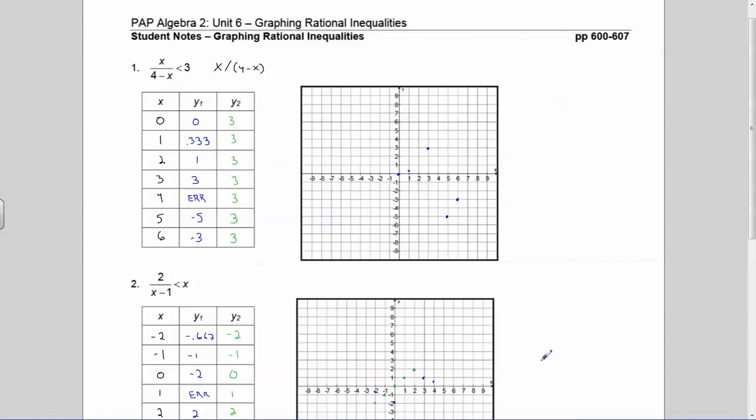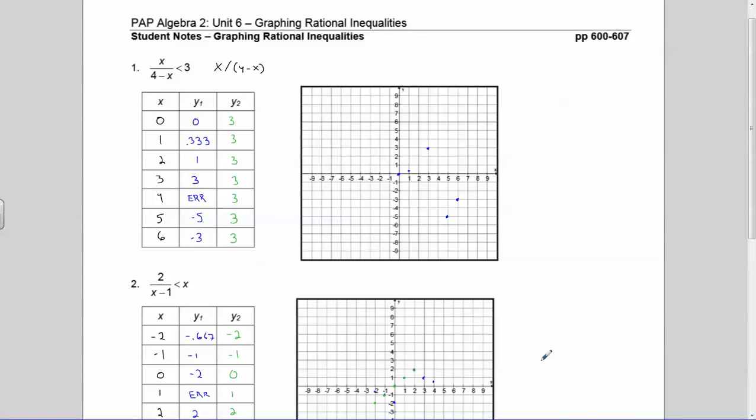Today's topic is about graphing rational inequalities. In yesterday's video I did show you one graph so that you could see the connection between the graphical and algebraic methods for solving rational inequalities, but today's going to be exclusively about tables and graphs and how we find our solutions using tables and graphs. So let's take a look at number one in your student notes.